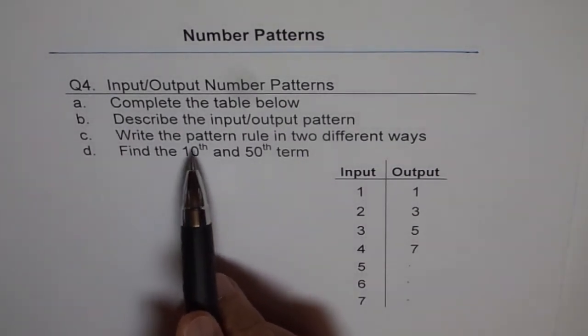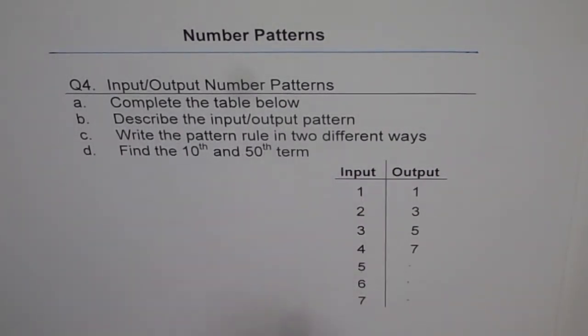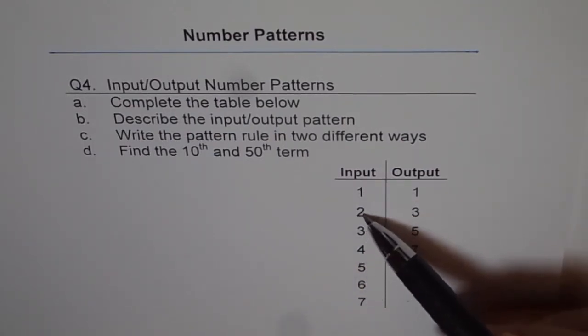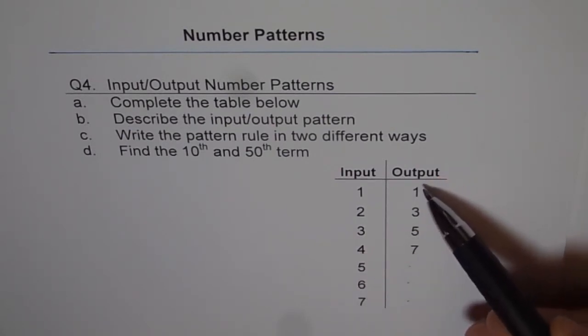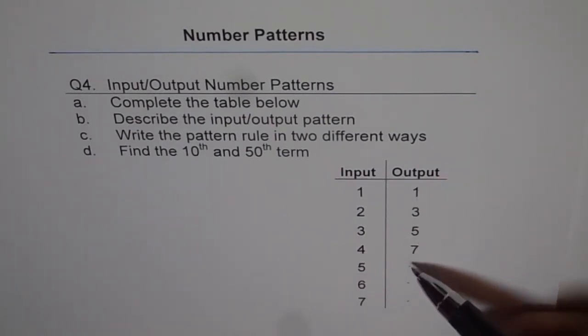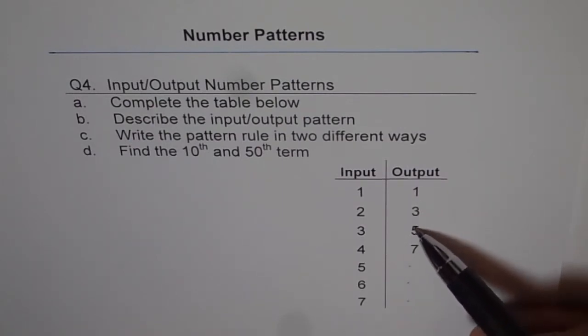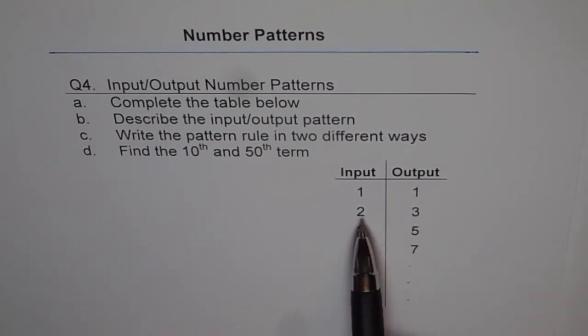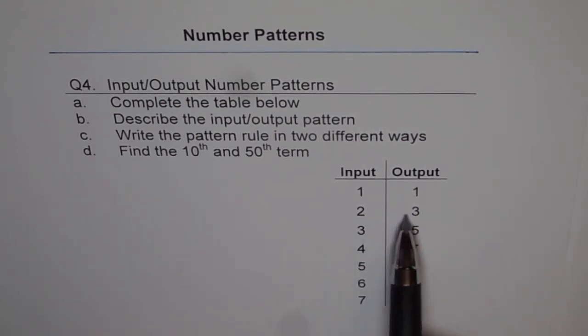C is write the pattern rule in 2 different ways. So there are different pattern rules here. Figure out which one you want to write. Depending on your skill set, you can write down so many pattern rules here. For example, very simple. Pattern rule of inputs: increase by 1 each time. Pattern rule of outputs: add 2 each time. Start at 1, add 2 each time. And the pattern rule of getting output from input. That is the one which is most required and is asked in part B.